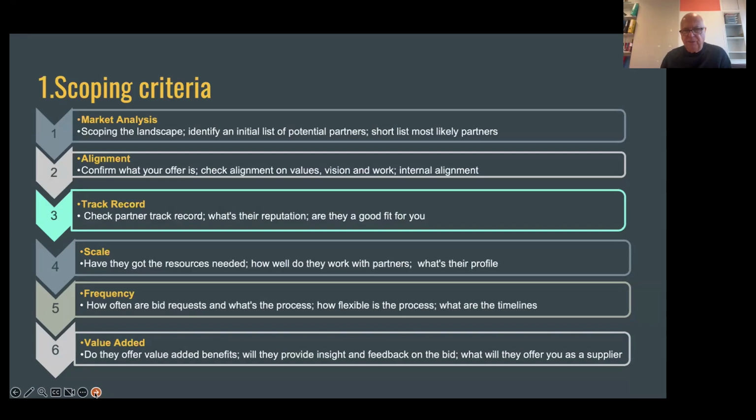And then the final bit in this is value added. Will they be helpful? If you bid, which takes time and effort, will they provide feedback on the bid? Will they provide insight? Will they be working with you as a partner in the bid? Will they be working with you as a partner in delivery? So find out how they work. This is your basic scoping criteria, which enables you to decide who you want to work with, how you want to work with them, and the scale of what you can do.